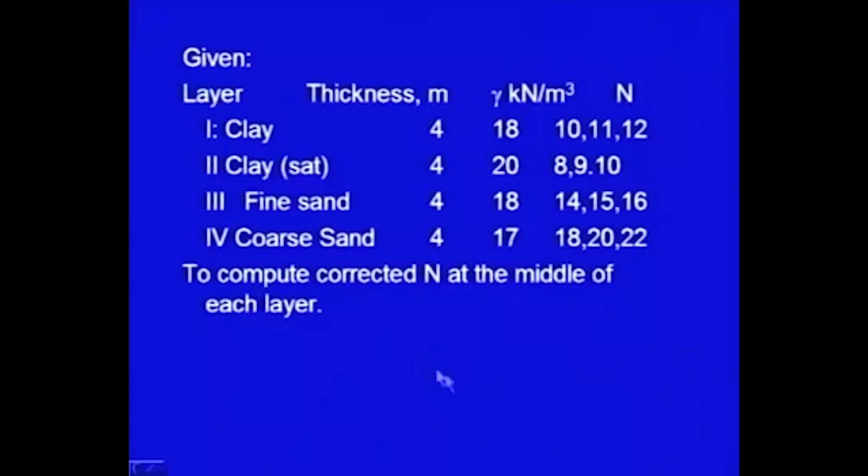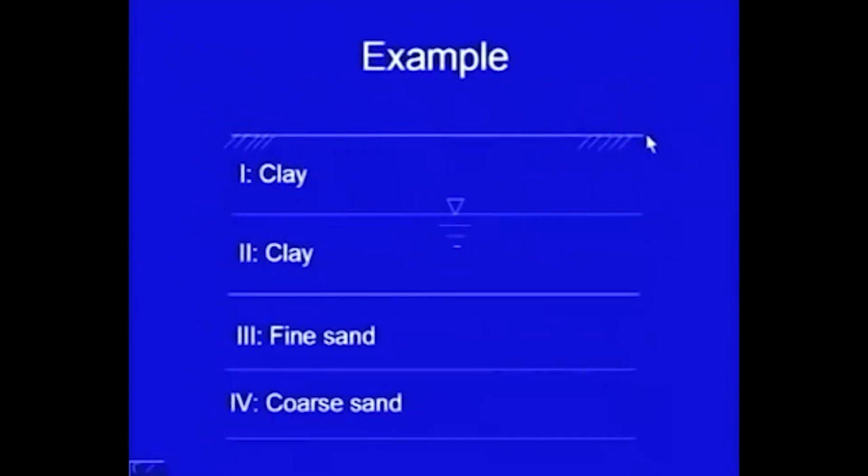From the field observations, this is the data available. For the first layer, thickness is 4. In fact, to make things simple, I have taken all the layers to have the same thickness of 4 meters, and this is the unit weight. In the first layer, it is 18. These are the N values observed, the representative values I am taking at the mid of these layers.